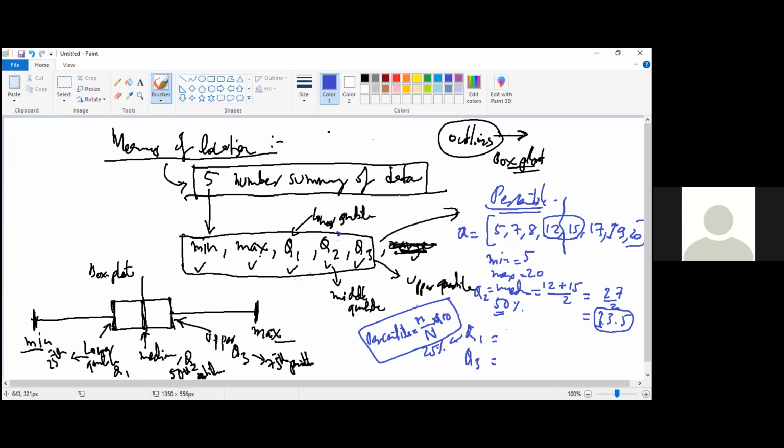Try. I have given you the formula. Percentile is small n by capital N multiplied by 100. And for the percentile, I am already asking for the 25th percentile. That means your percentile value is 25.